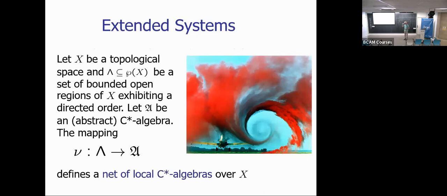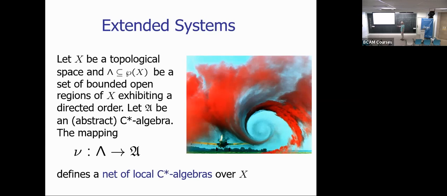And you see, again, another necessity for talking about quantum fields, for example. So let us consider a topological space, and let us consider a set algebra over that space. It must not necessarily be a Borel set in that case, but a set of bounded open regions in this topological space. And we should expect there is a directed order, so we can indicate all these bounded open regions by the ordered index set.